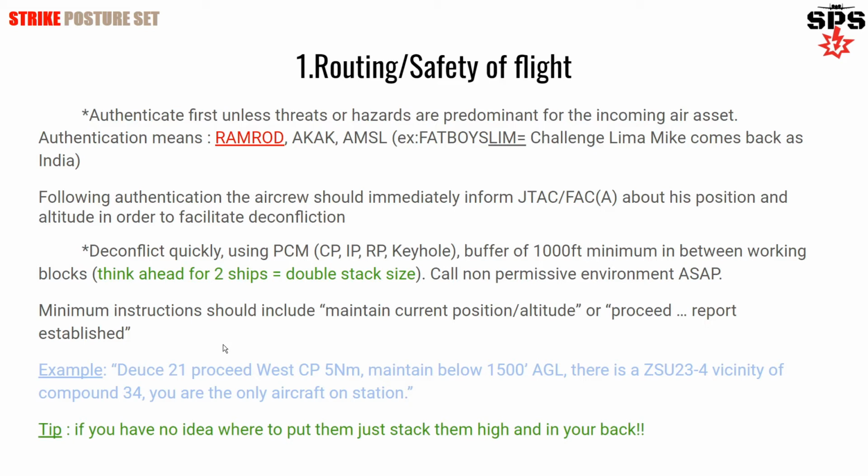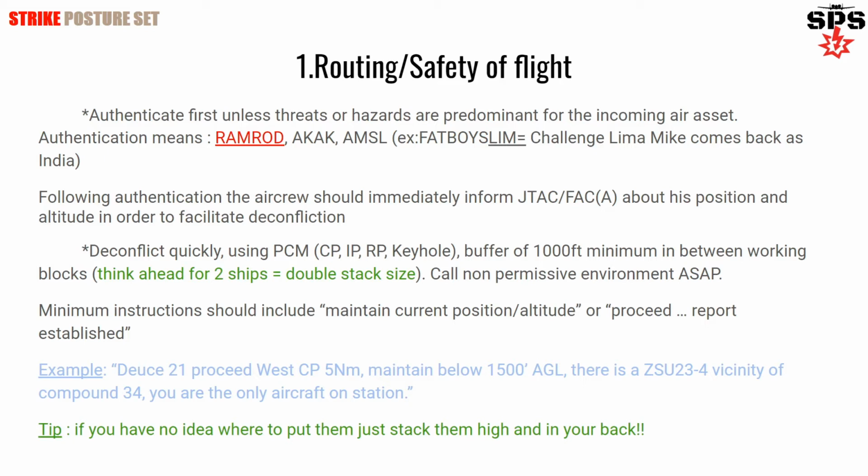Obviously, if you have multiple sets already on station, you have to state it to the incoming aircraft. The minimum instructions that will be given to you as a pilot will be to maintain current position and altitude if it fits the JTAC's will, or you will have to proceed and report established somewhere. That can be proceed 10 nautical miles north of the echo point, or proceed alpha 10 in that case. We will talk about keyhole later, by the way. I think I will do a video about keyhole, because people have a lot of questions about keyhole all the time.